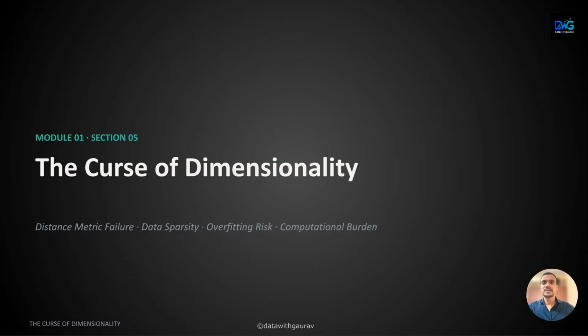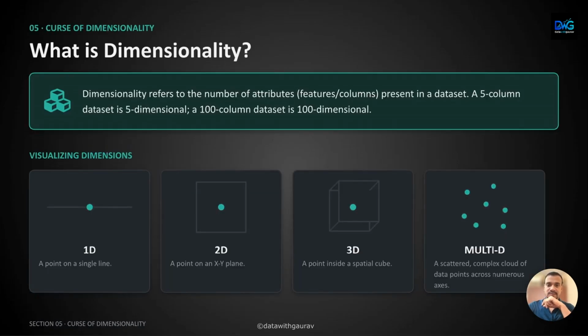So let's see what exactly it is. So far, we have talked about creating, transforming, encoding, and selecting features. But as the number of features grows, machine learning models begin to face a new challenge called curse of dimensionality. To understand this concept, first answer a simple question. What do we mean by dimensionality?